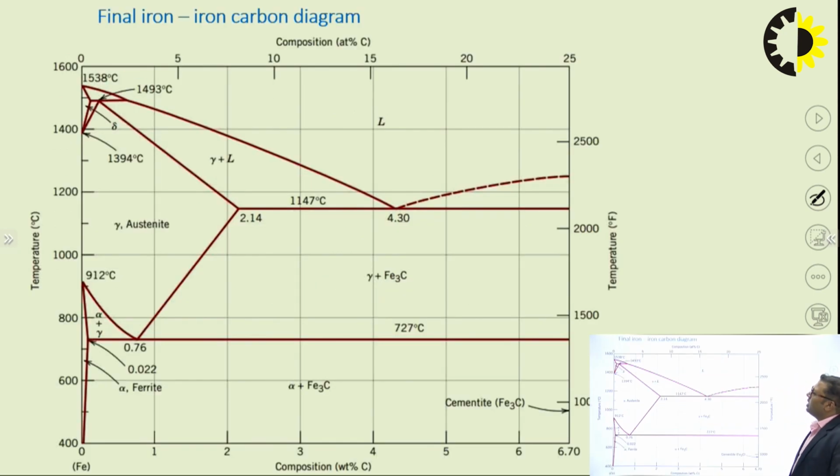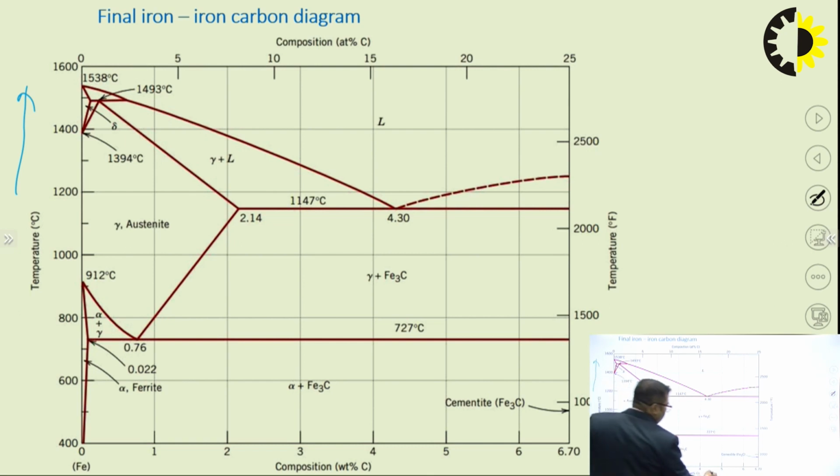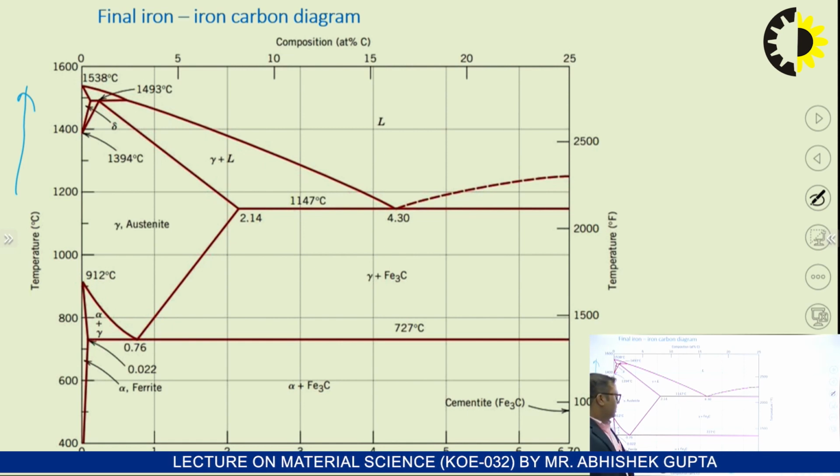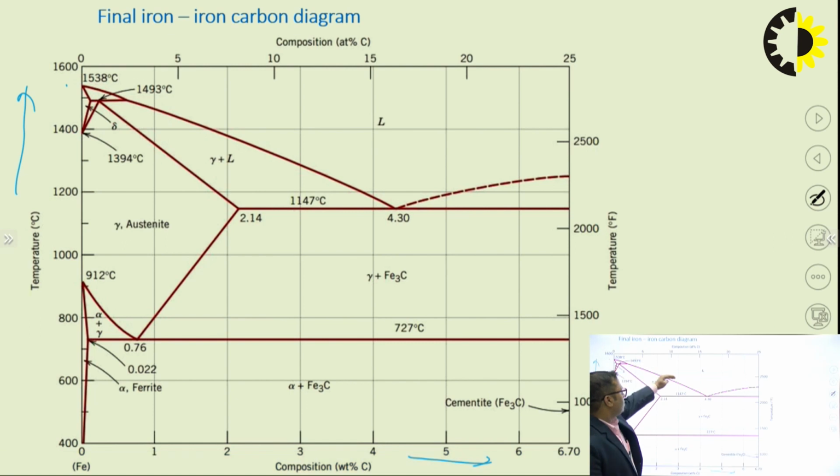So this is the final iron carbon diagram which you see here. The y-axis shows the temperature in degrees centigrade, and the x-axis shows the percentage of carbon. As we go on increasing the carbon percentage, you will see that the temperature of iron gradually starts to decrease, and at 4.3% carbon the temperature is around 1147 degrees centigrade. Above this curve is the liquid phase.